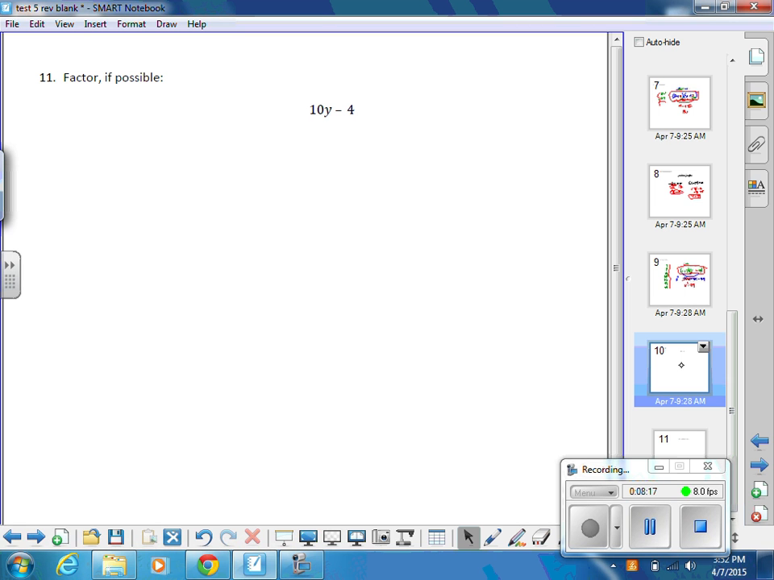Look at this next one here. Okay, factor if possible. Now this is getting to be easy. You're thinking, why is she doing all the easy ones at the end? In your case, this would probably be one of the first ones on the test. I'm only factoring out a GCF. What do these both have in common? Well, we got 10y, we got 4. What number goes into both of them? They don't have any variables in common, but they both have a 2.